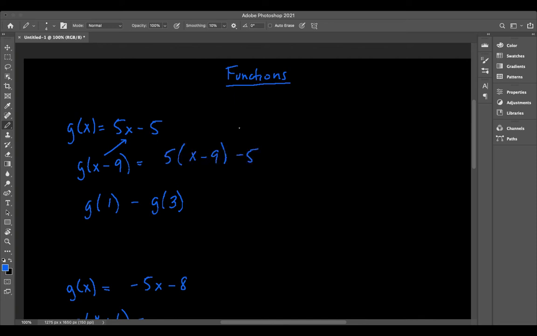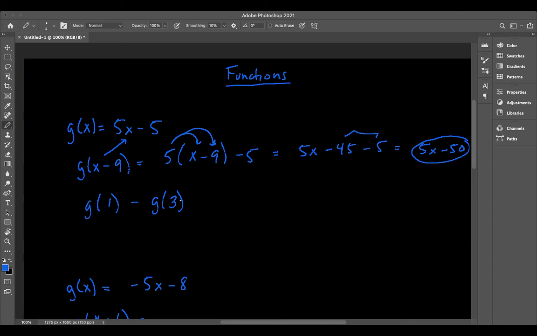What is the first thing we have to do when we put it in the new expression? We have to distribute our 5 through the parenthesis, and then combine like terms. If we do that, we have 5x minus 45 minus 5. Combine like terms here, and the final answer would be 5x minus 50. That's all you would have to do. It's just substituting the value.